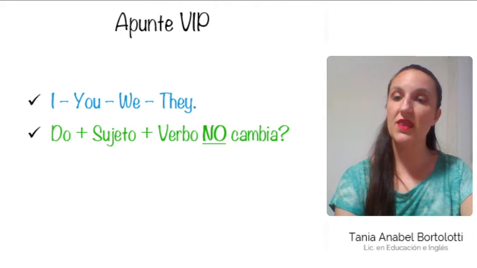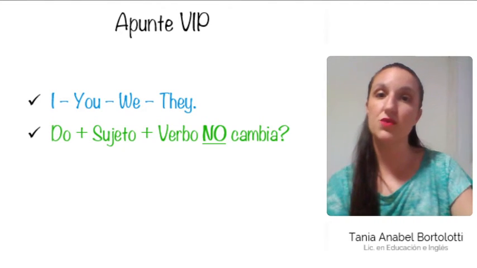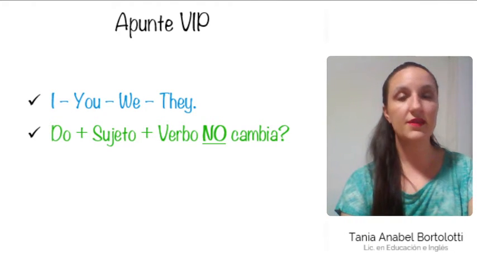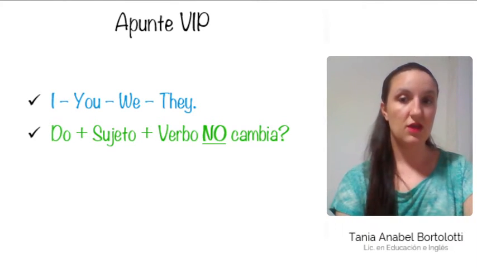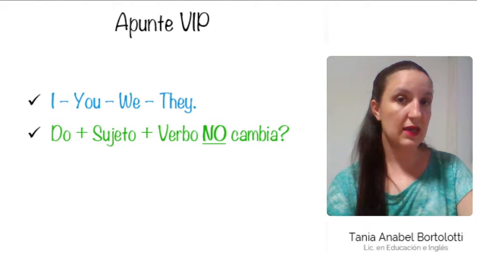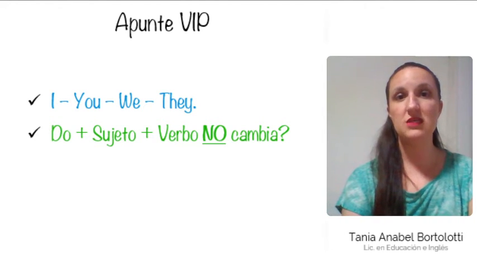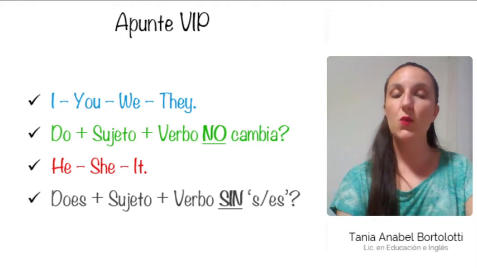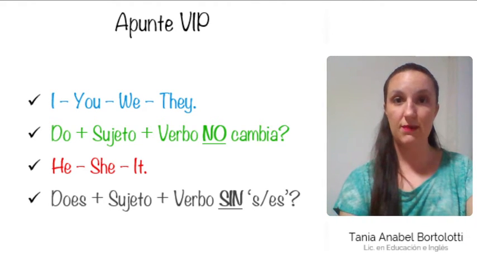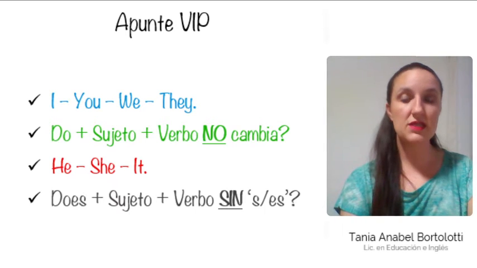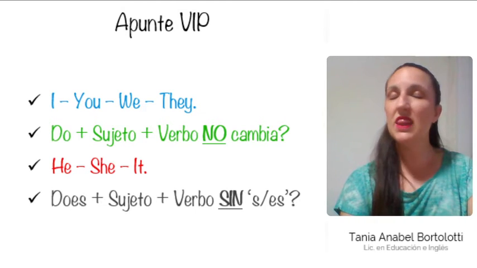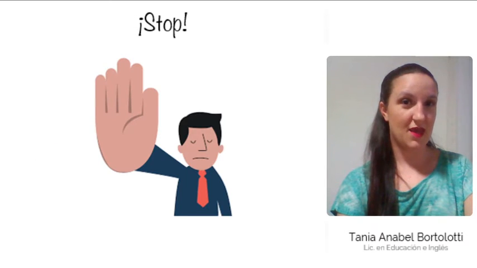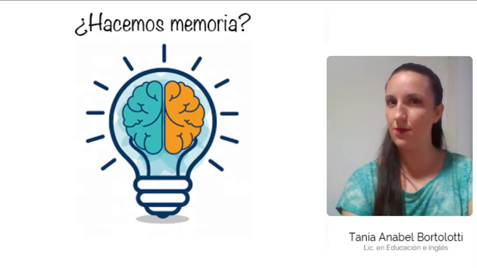Now, pay attention to the VIP note. I, you, we, they will have do at the beginning, then the subject, and then the verb that will not change. The verb here, once again, is always in the infinitive form. Whereas he, she, it will use does at the beginning, then the subject, and the verb without the S or ES. Stop there. Make some memory.